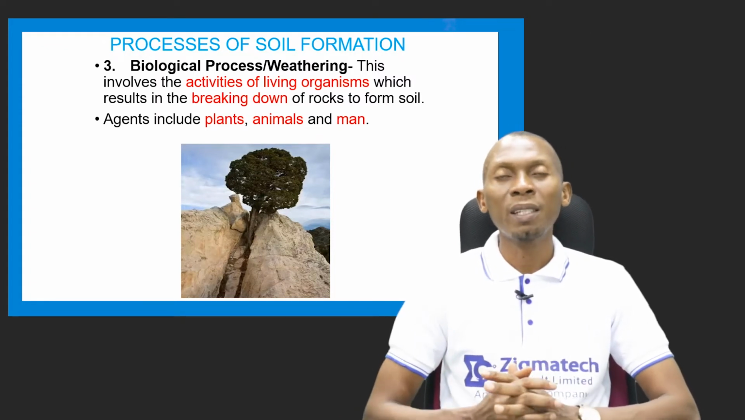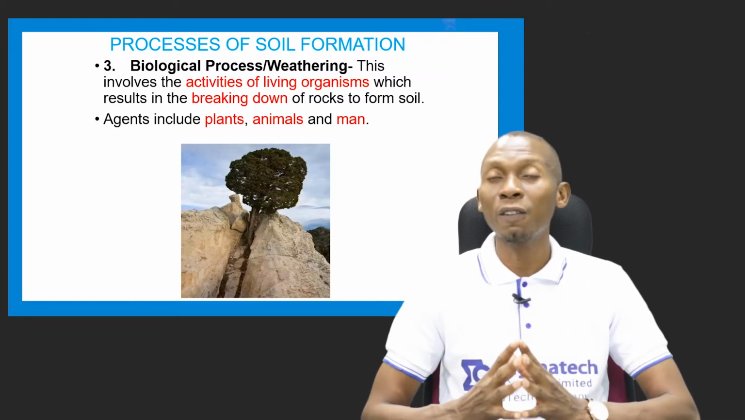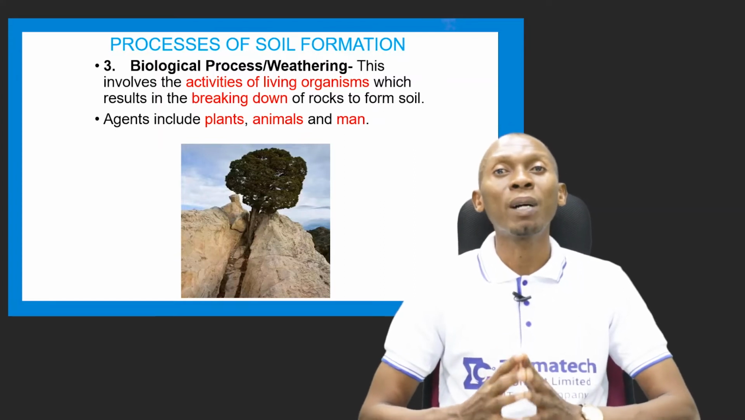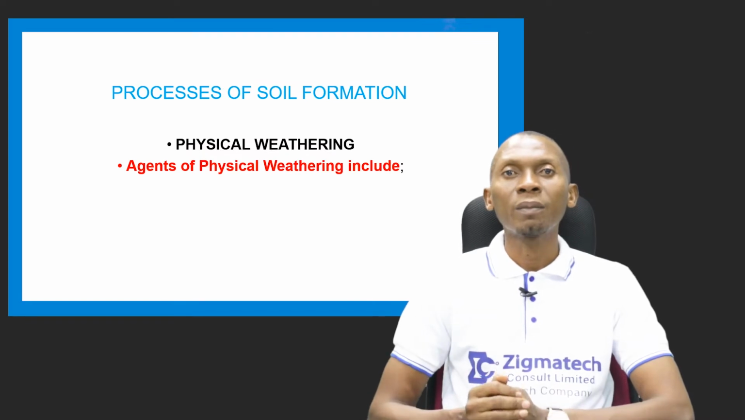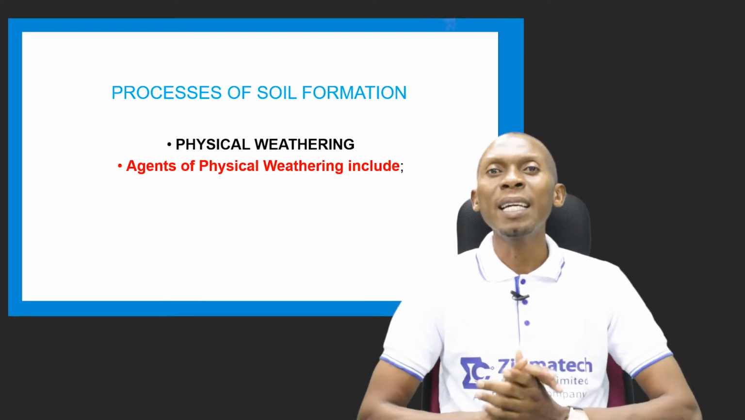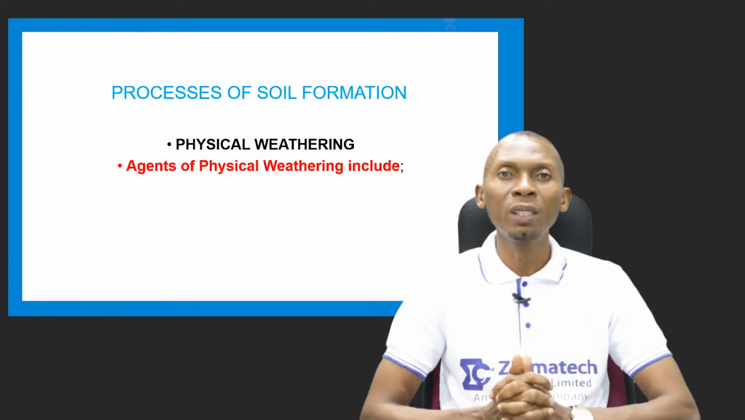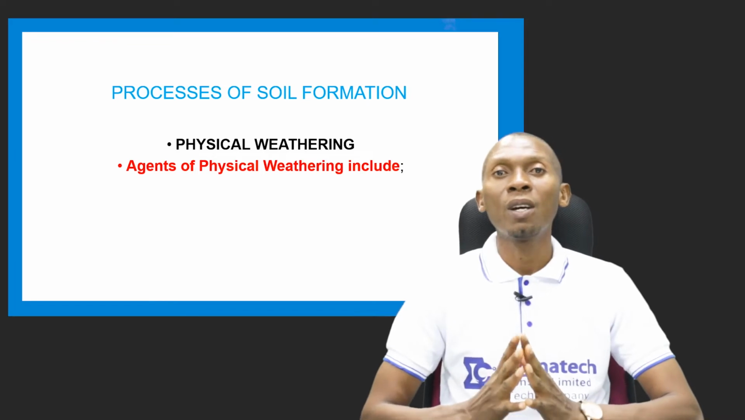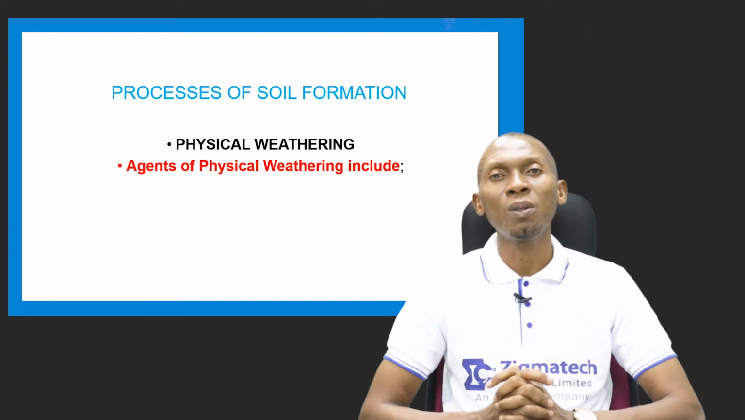So the processes here, we've talked about the chemical process or chemical weathering. We've talked about the physical process or physical weathering. We also talked about the biological process, which is also called biological weathering. Now let's look at the agents of these various types of weathering. We're going to look at the agents of physical weathering. We'll also look at the agents of chemical weathering, and we'll also look at the agents of biological weathering.